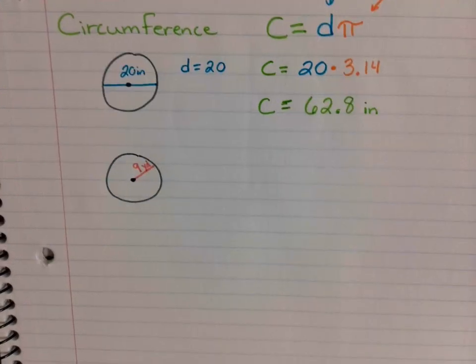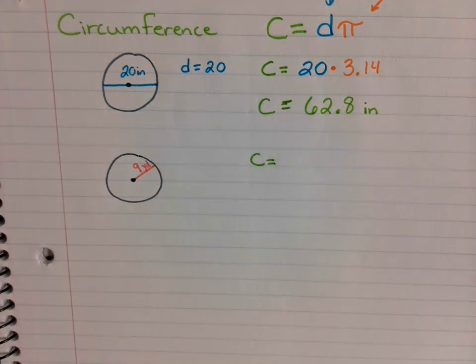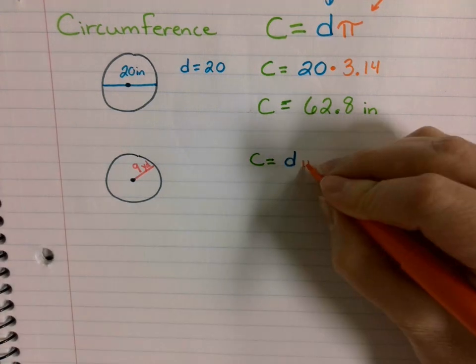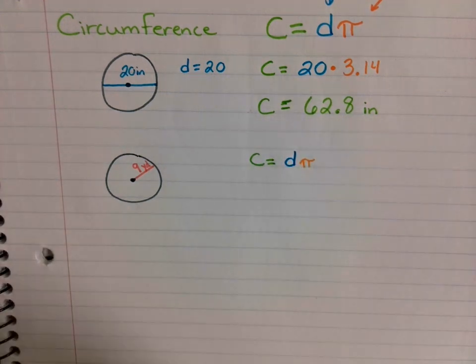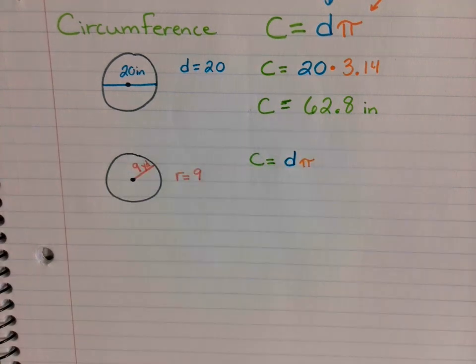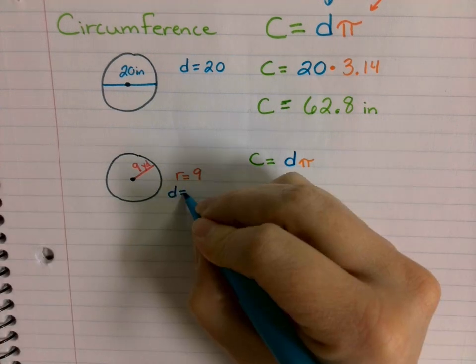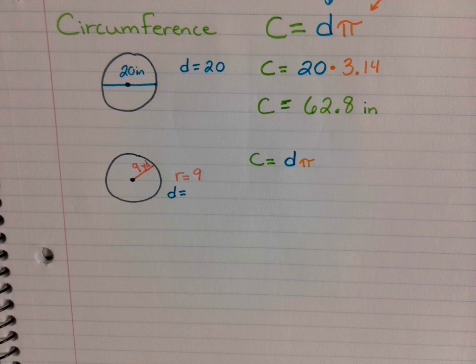But again, the formula for circumference says that I need to have the diameter. I need the diameter's measurement. But what I'm being told is that the radius is equal to 9. So how do I find the diameter? If the diameter is what I need, how do I find the diameter? Times it by 2, right? Times it twice. So 9 times 2.